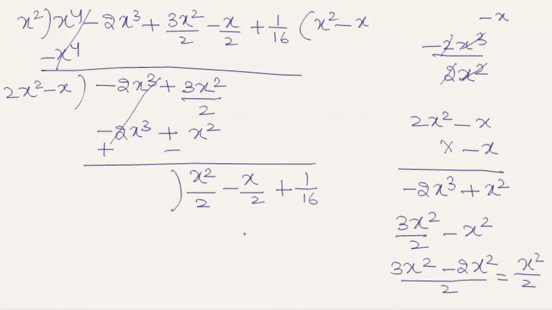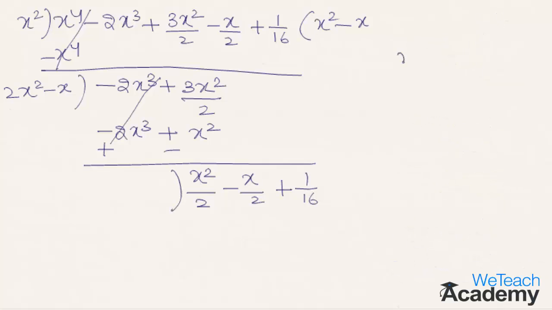Now let's find the divisor over here. So here we have the square root as x square minus x. Now let us multiply this with 2. We get 2 into x square as 2x square, and 2 into minus x as minus 2x. So here we get the first two terms of the new divisor as 2x square minus 2x.